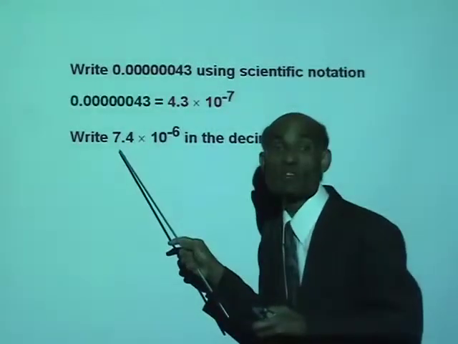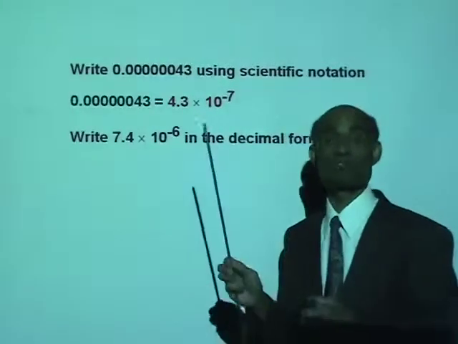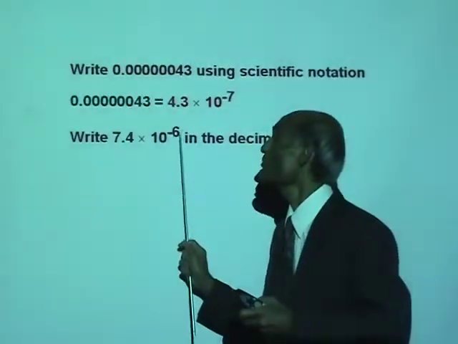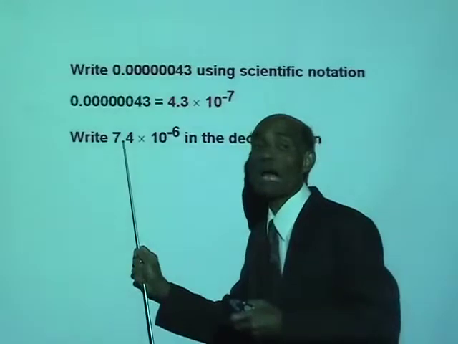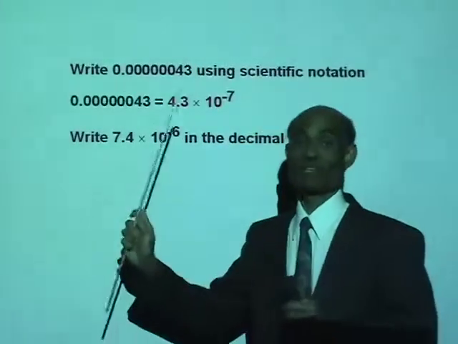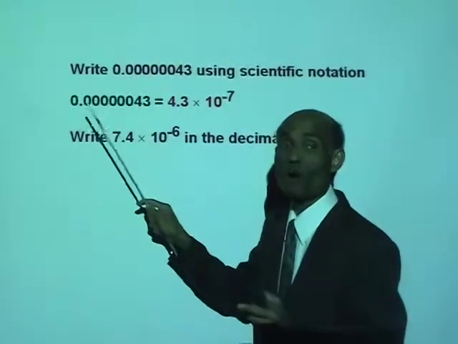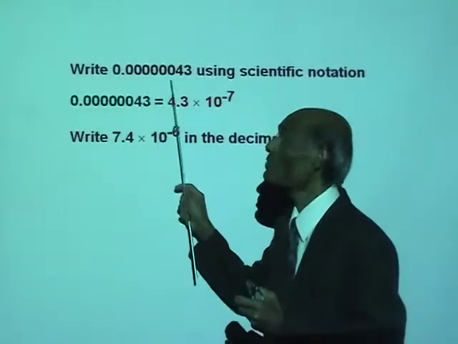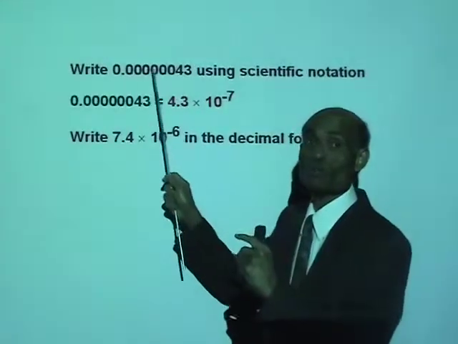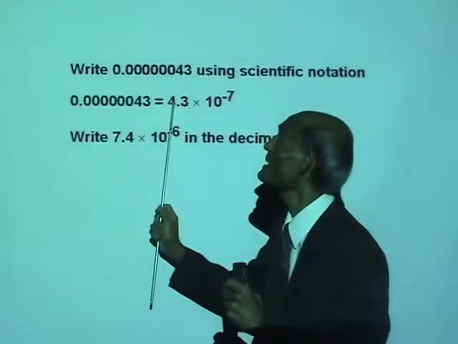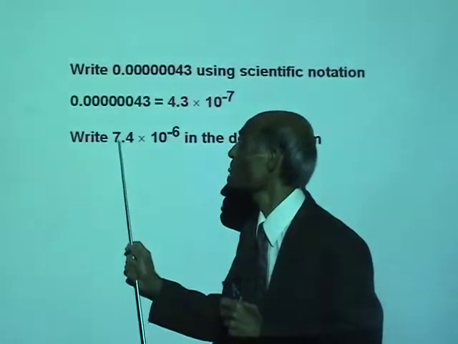Alright, now I'm giving you a number written in the scientific form. You need to write it in the decimal form. Look at this. The number 6 here tells you that this decimal has to move now to the left. You see, watch here again. To write a number like this in the scientific form, we move the decimal to the right. Now, if you want to go from scientific form to the decimal form, you now move the decimal back to the left. How many places should this decimal move to the left?